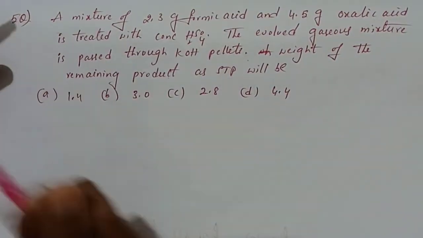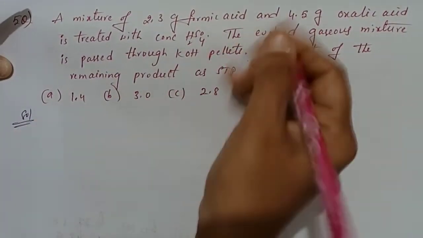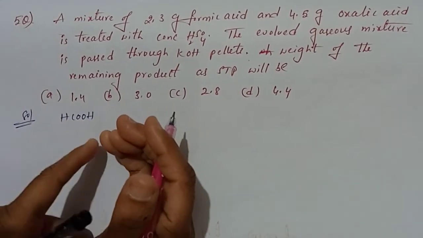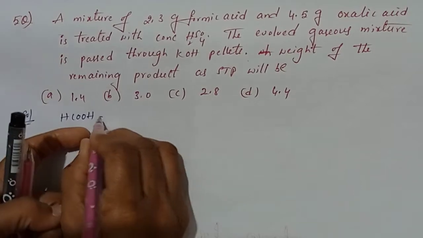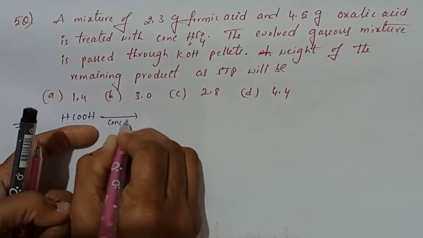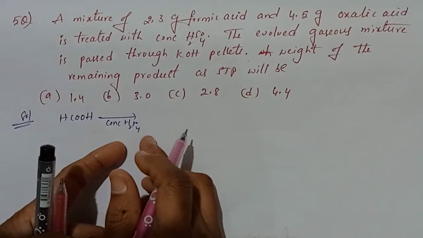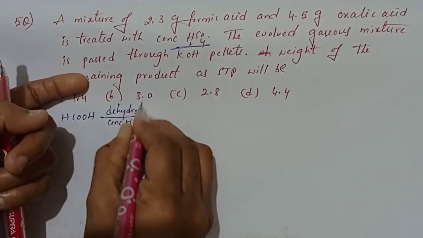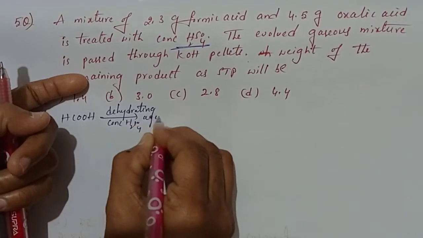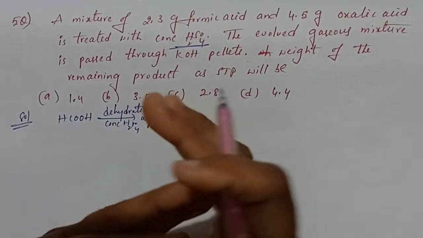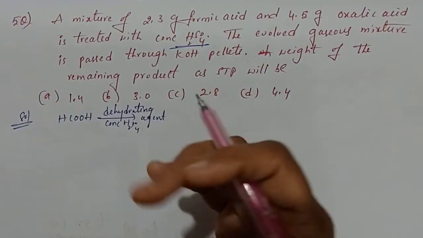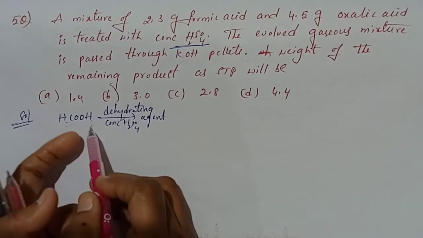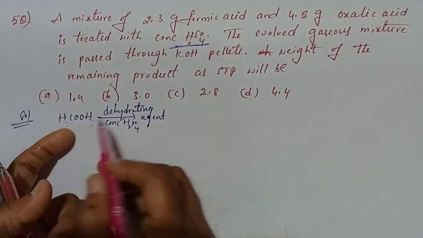See here, first one: formic acid, HCOOH. Now this is the formic acid. So formic acid when treated with concentrated sulfuric acid. Concentrated sulfuric acid, we know that it is a dehydrating agent. It is acting as a dehydrating agent. So that means it can remove water molecules. It can eliminate the water molecules from the compound. So it is a dehydrating agent, and it is separating water molecules from the formic acid.